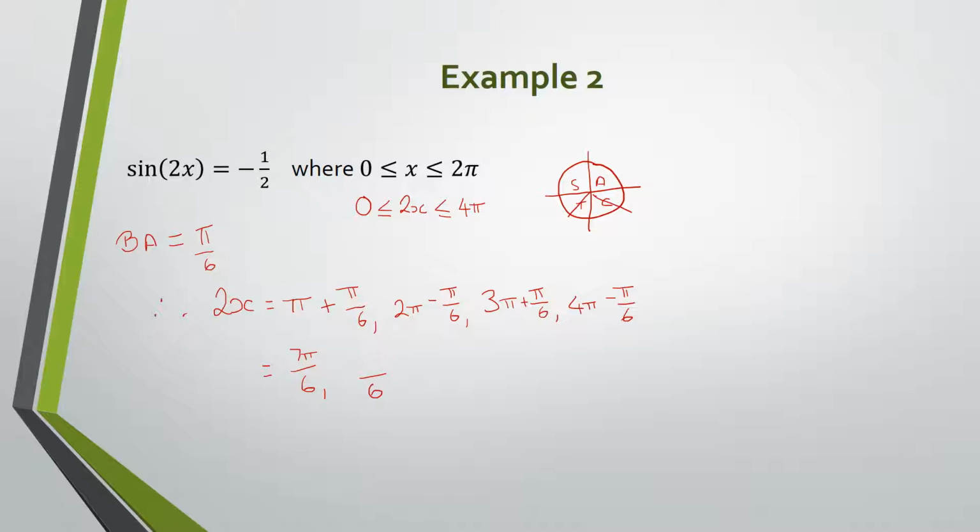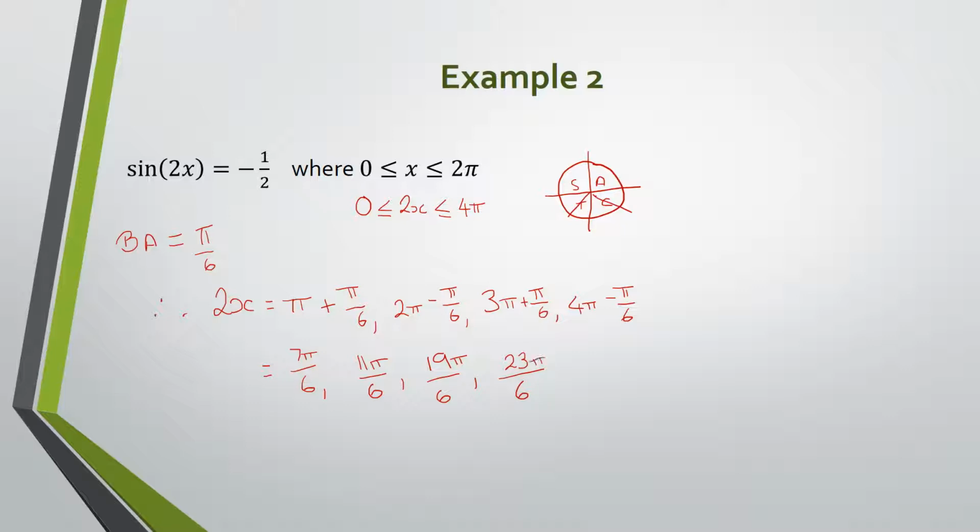We work out these values, and if it's useful, then definitely write them all with a common denominator. Pi is the same as 6 pi on 6, so 6 pi on 6 plus pi on 6 gives me 7 pi on 6. 2 pi is the same as 12 pi on 6. 12 pi minus pi gives me 11 pi over 6.